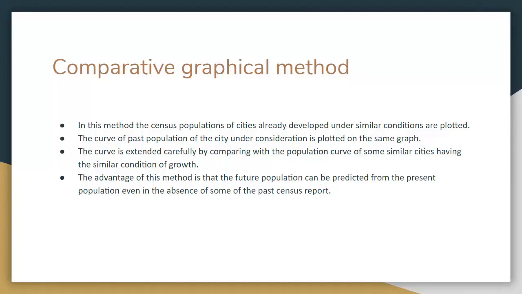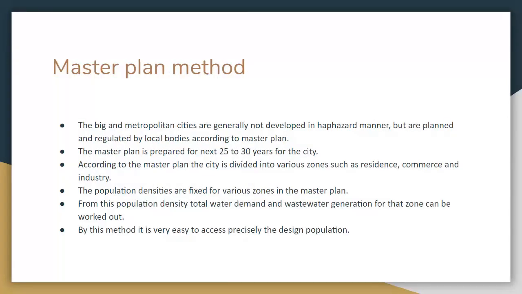Now we will move on to our next method, the master plan method. In rural areas, city development or urban development is gradual, that is, cities are developed in a haphazard manner. But in the master plan method, we deal with planned cities, like the city that has been planned in Hyderabad, Telangana.